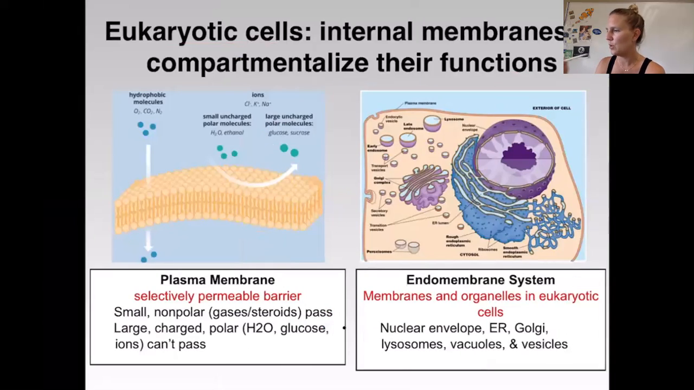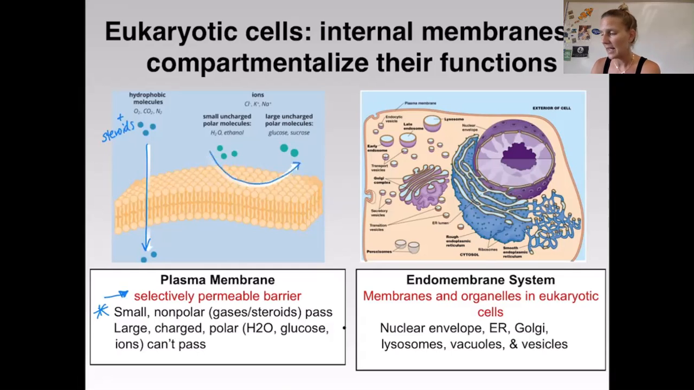Okay, so the eukaryotic cells have a lot of internal membranes. All right. So we already talked about how the plasma membrane is on the outside of every single cell and creates a selectively permeable membrane where small nonpolar things such as gases, which are shown here, and the steroids can literally pass through that plasma membrane. However, large, polar, ionic, those cannot pass through.